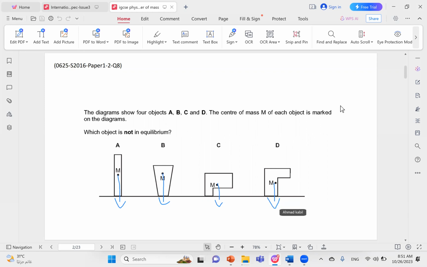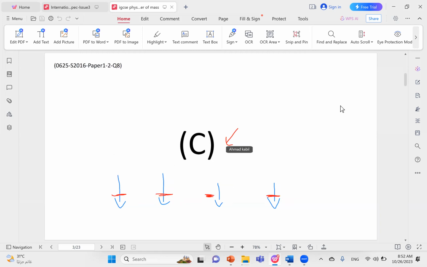So as you can tell, C is the only one where the arrow falls outside of the base of the object. The base of the object here is this part here, the red part, and the arrow falls outside of it. For all the rest, the arrow falls within the base of the object. So the only one here that is at the risk of toppling is C. Therefore, C is the correct answer.